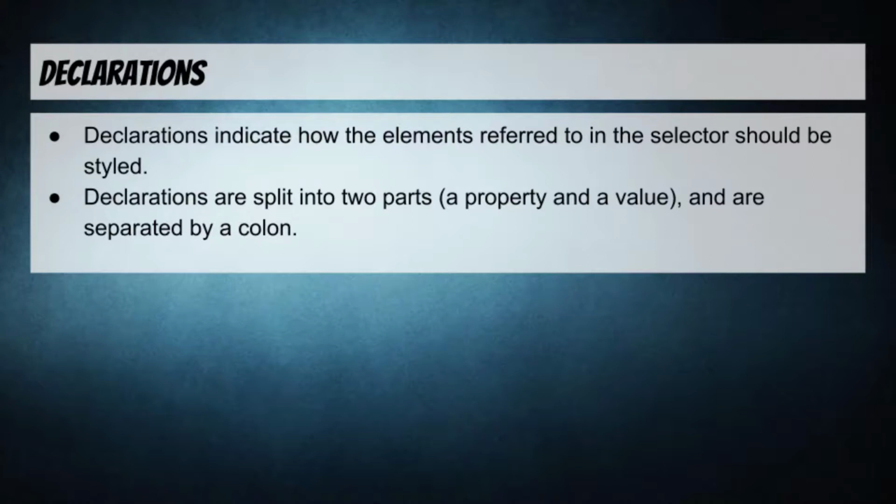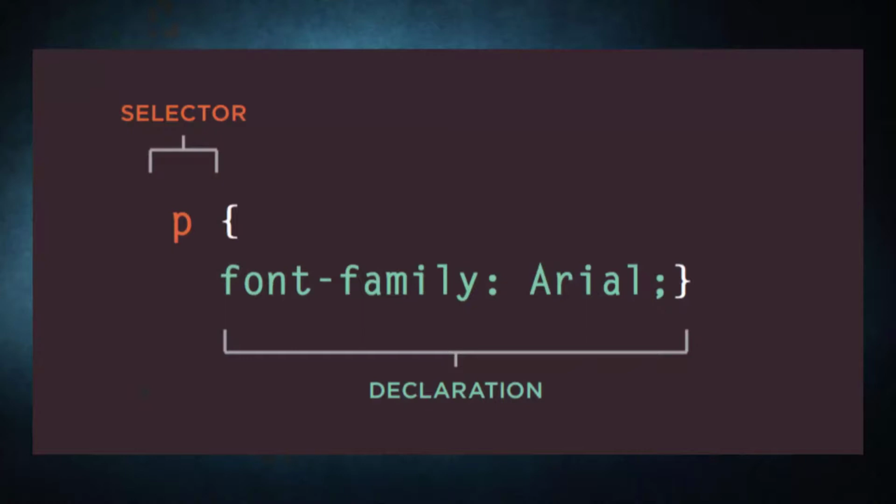We split the declaration now into two parts, all right? So we talked about a selector and we talked about a declaration. The declaration has two parts. We have a property and a value, and they're separated by a colon. You might have seen that in the last slide. Let's go back to that last slide really quick. See the font family and Arial. One is the property and one's the value. Font family is the property, Arial is the value.